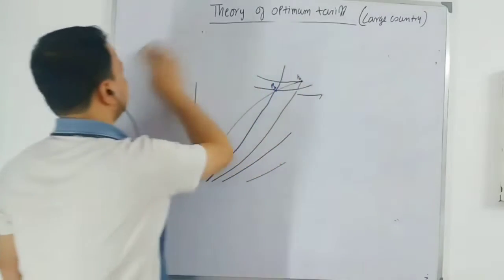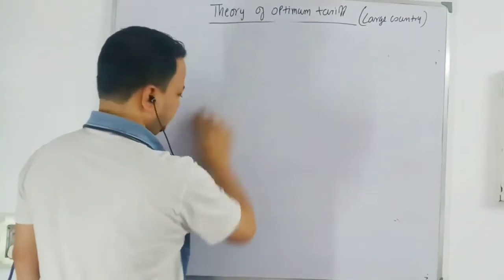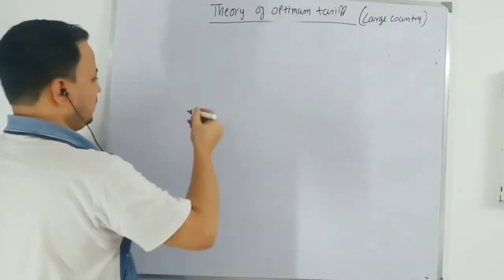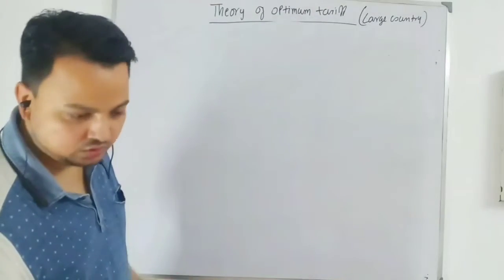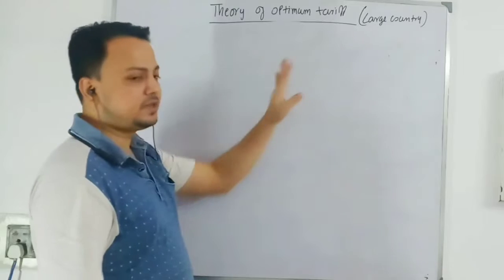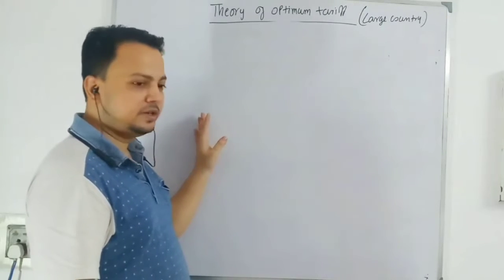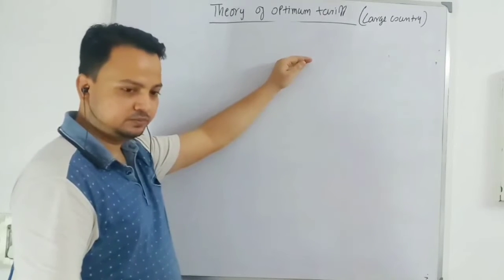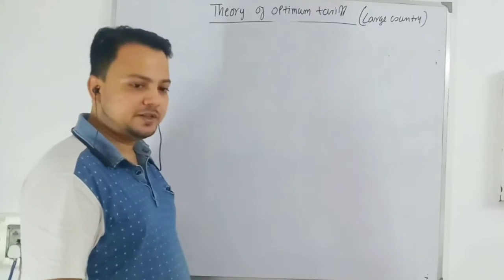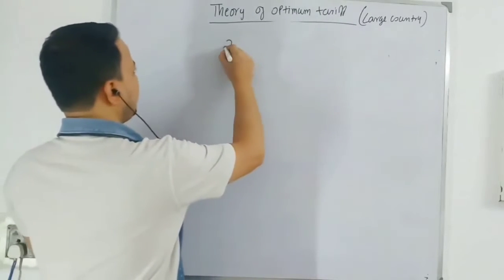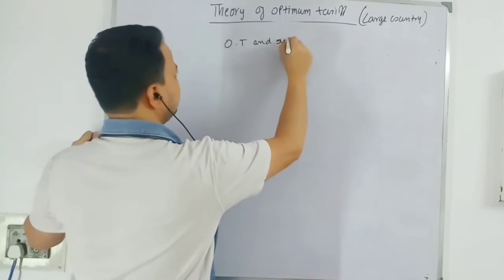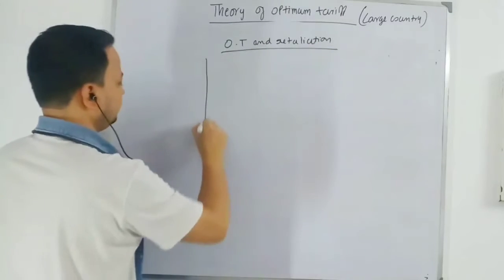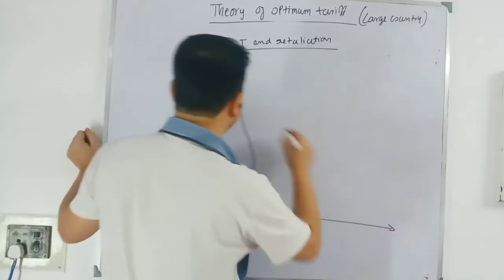Next, optimum tariff and retaliation. So when we are talking about optimum tariff, we are looking from one country's perspective: how one country, moving from free trade and imposing a tariff, is able to maximize its welfare, considering that the other country is not retaliating. Now we want to look at optimum tariff and retaliation. I will look at it from both countries' perspectives.